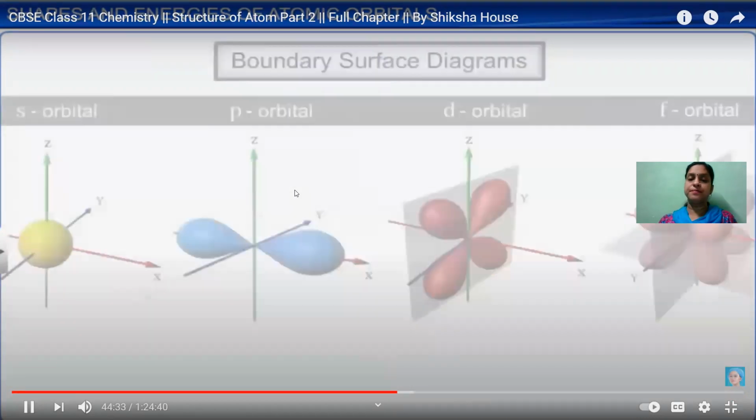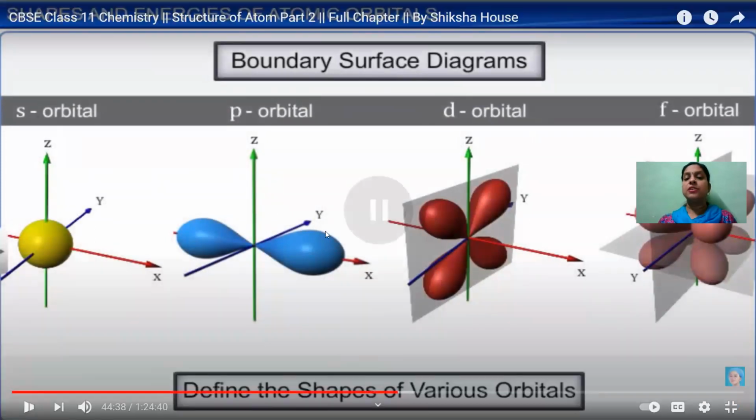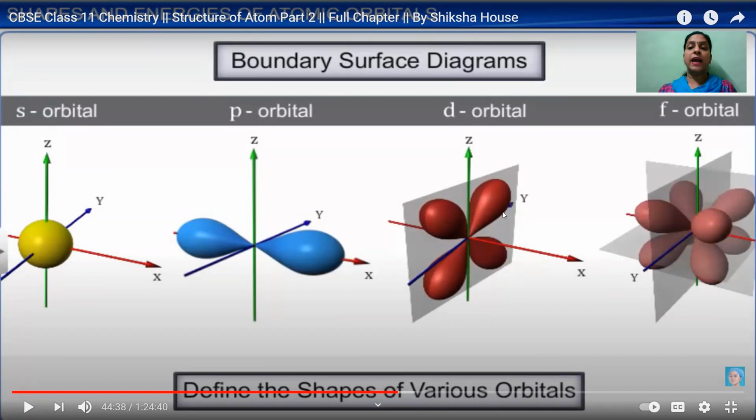Alright? The boundary surface diagrams define the shapes of various orbitals. And this decides कि हमारी जो आपकी ऑर्बिटल की शेप होनी चाहिए वो क्या होनी चाहिए. So like s orbital is spherical हो रही है x y z डायरेक्शन के अकॉर्डिंग, p orbital डंबल शेप हो रहा है, d orbital डबल डंबल हो रहा है, और अगर हम f orbital, as you can see here, that it is having multi directional dumbbells. ठीक है ना?